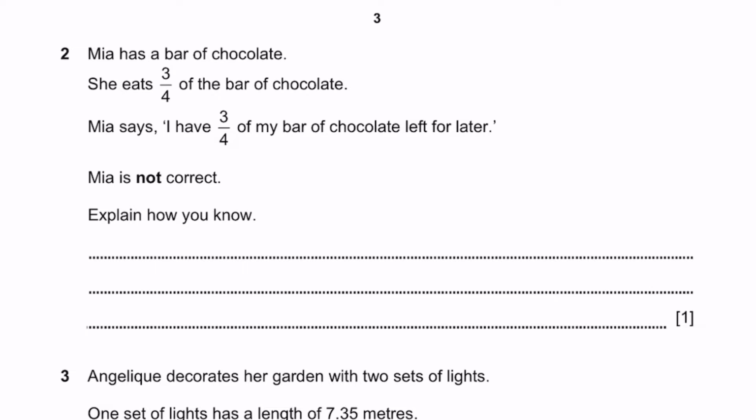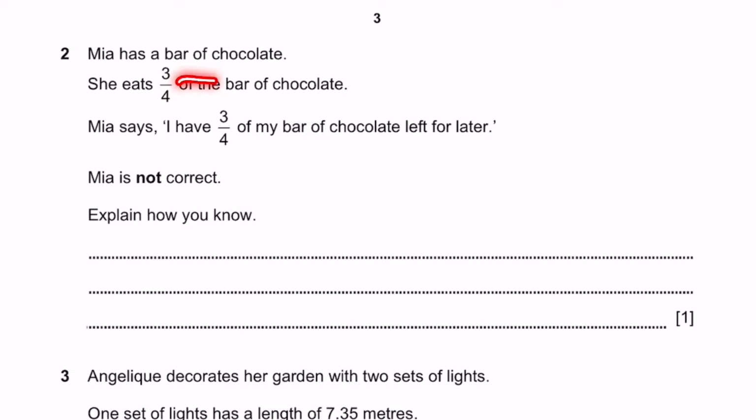Question 2. Mia has a bar of chocolate. She eats 3/4 of the bar of chocolate. Mia says, I have 3/4 of my bar of chocolate left for later. Mia is not correct. Explain how you know.